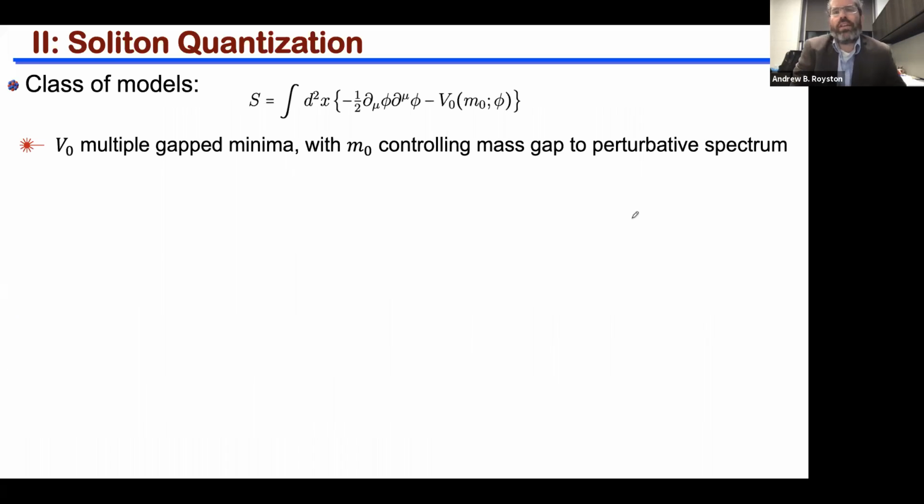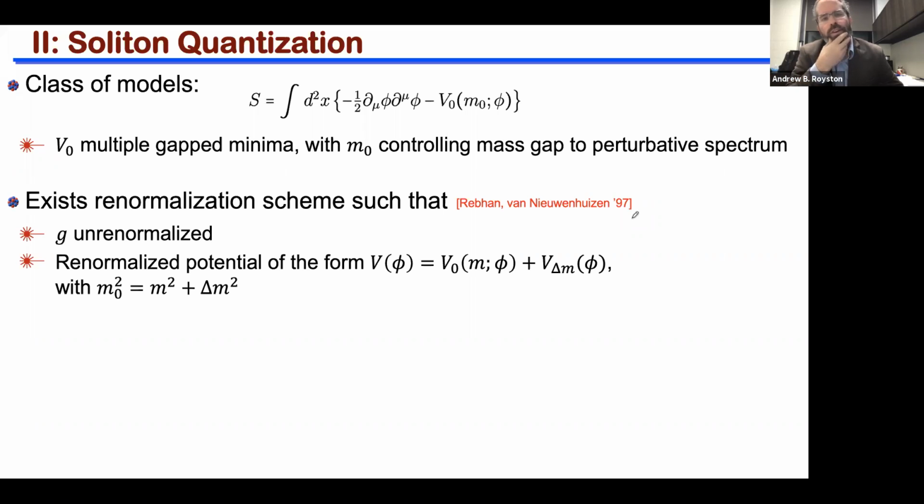So we're going to stick in this land of 2D linear sigma models. This is the action. We're going to assume that this potential, so this is the classical action, the classical potential, will assume that it's got multiple gapped minima. And then this is the M naught that I was just talking about with Nick. So it's the mass parameter controlling the mass gap to the perturbative spectrum in the theory.